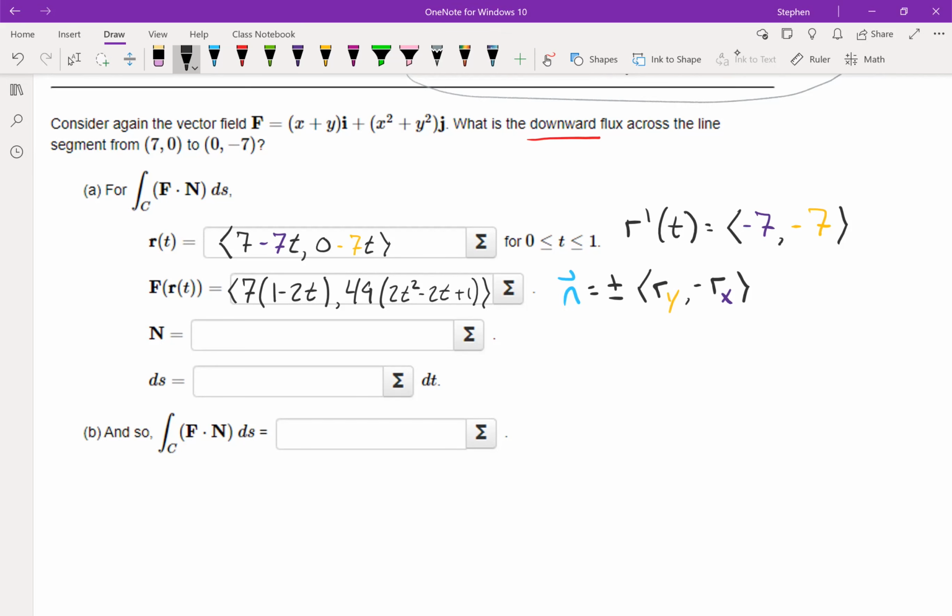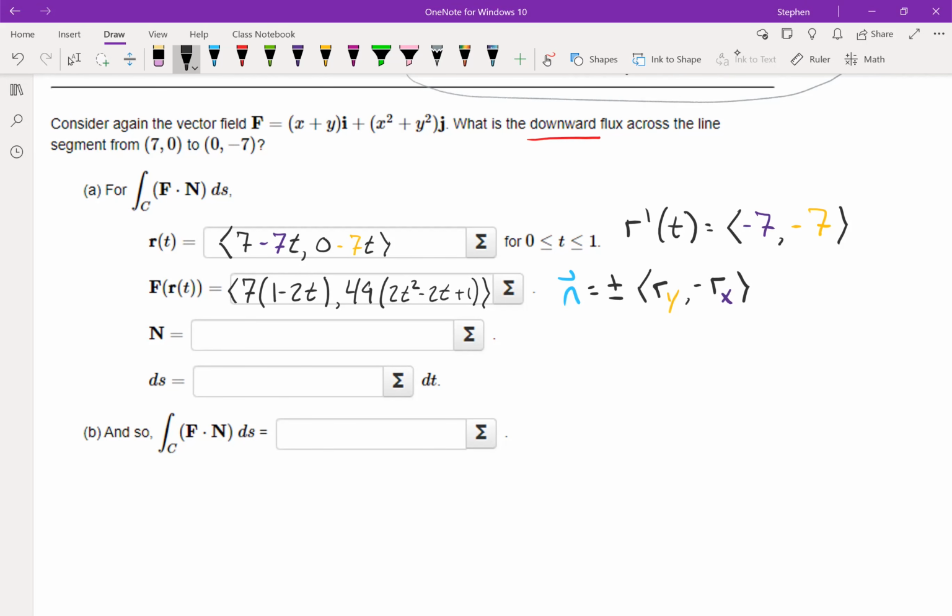I could have also put the negative on the y instead of on the x. It doesn't actually matter. As long as I put a negative on only one component, I will get a normal vector. It'll just change which orientation I have. And since we're going to be deciding on our orientation after we find one of the normal vectors, it's fine to put it on either spot.